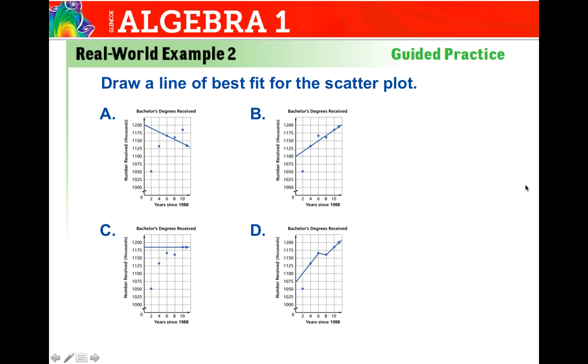Looking at this set of data, we can draw a line of best fit for the scatter plot. So looking at our set of data, this is the same one we just drew on the previous page. What line of data would fit the best?